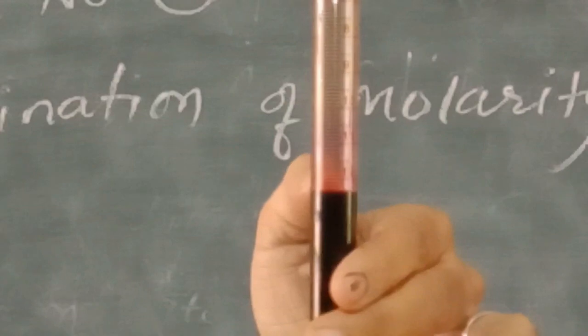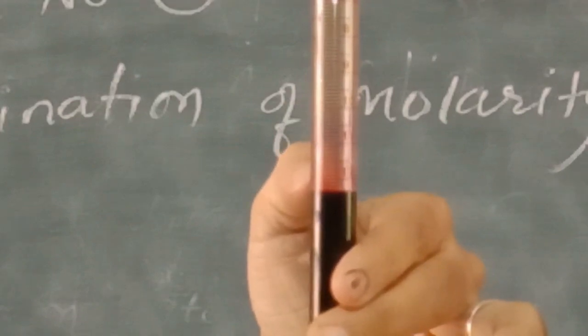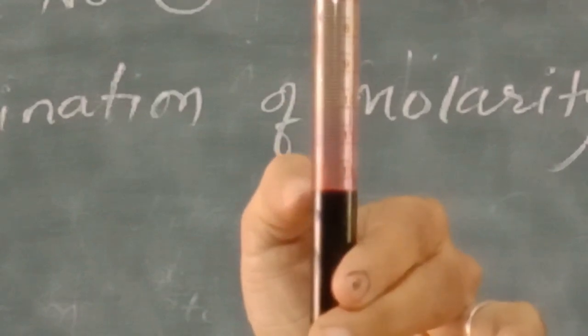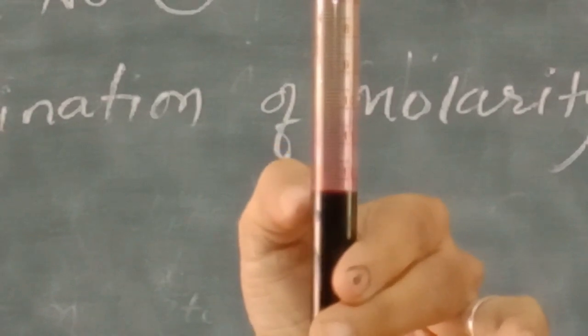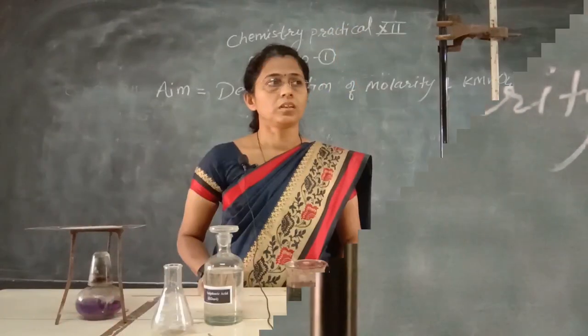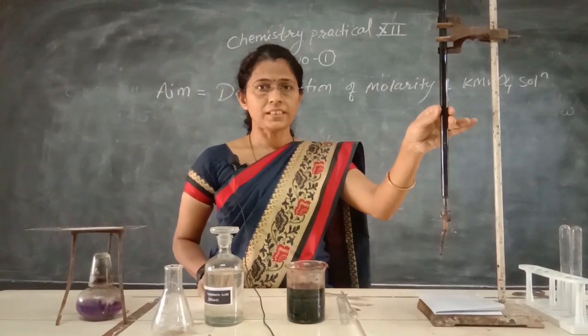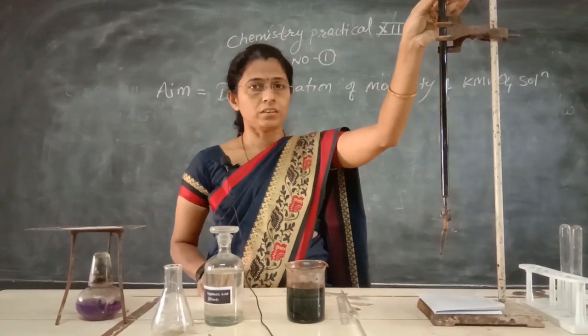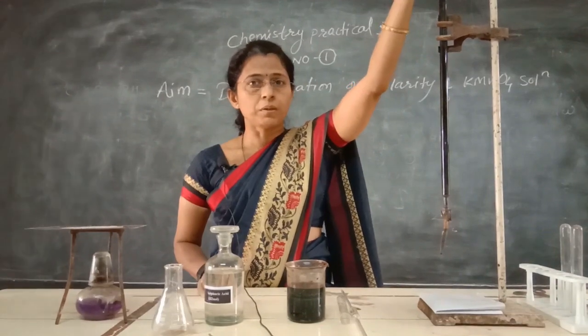See, when the solution changes to pink, our reading is from 12 to 13 ml. This is the pilot reading, 12 ml to 13 ml. Now repeat the experiment a second time. Fill your burette again and adjust to the 0 ml mark.